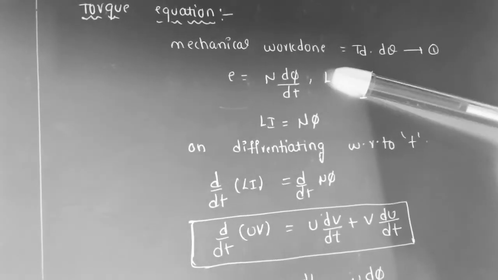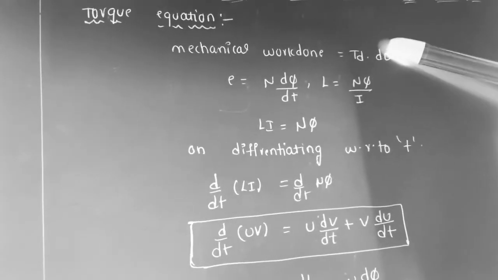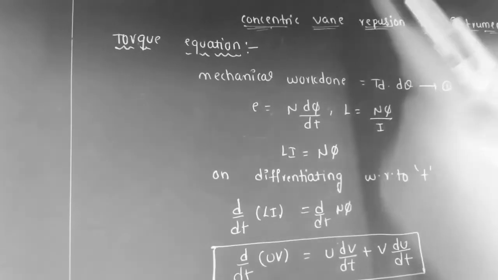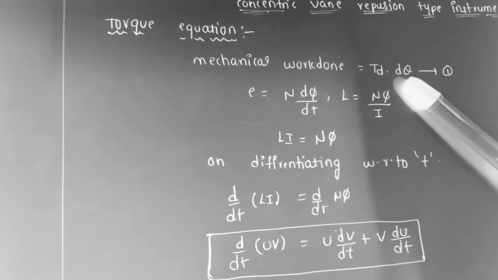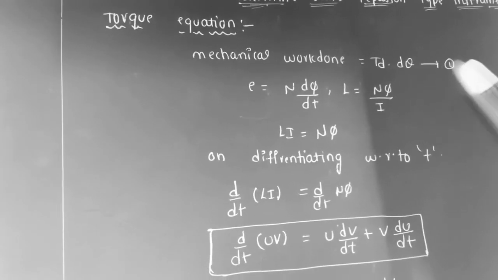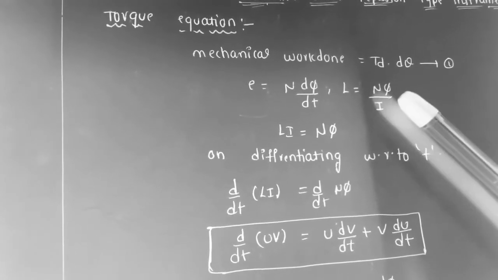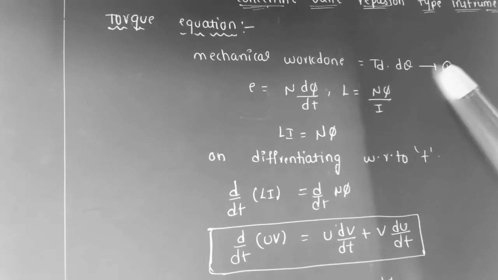What is mechanical work done? Mechanical work done is related to the deflecting torque times the angle of the pointer, that is, the angle of deflection. Mechanical work done equals T_D into d theta. Make it equation 1.